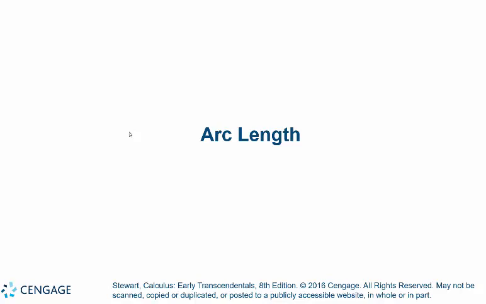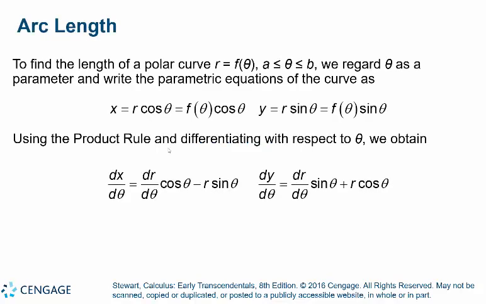Hi class, I just want to do a quick lecture on arc length related to parametric equations. So to find the length of a polar curve in which the radius is some function of theta, in which theta goes from a to b here, we regard theta as a parameter and write the parametric equations of the curve as following. Well, we know x is equal to r cosine of theta.